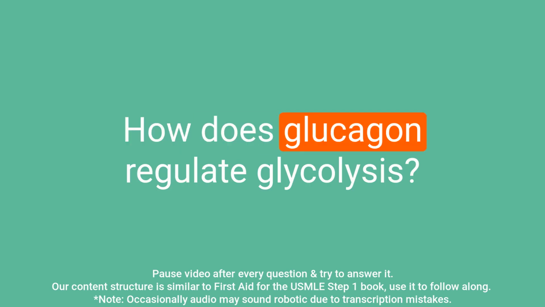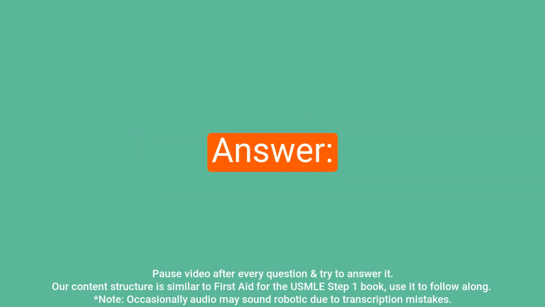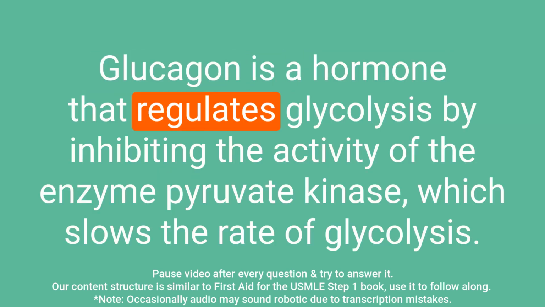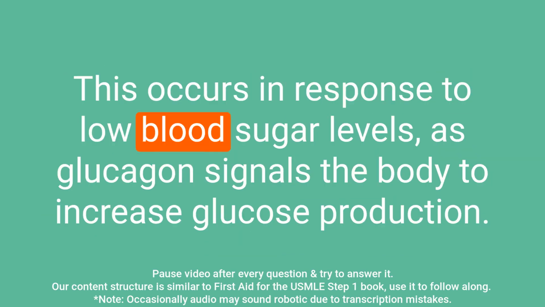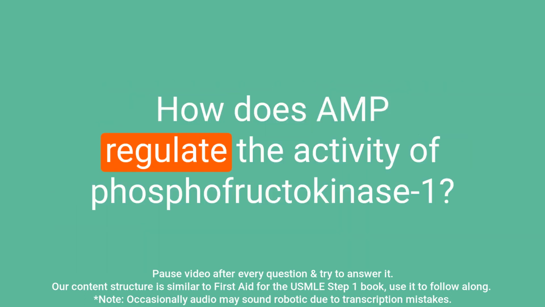Question: how does glucagon regulate glycolysis? Answer: glucagon is a hormone that regulates glycolysis by inhibiting the activity of the enzyme pyruvate kinase, which slows the rate of glycolysis. This occurs in response to low blood sugar levels, as glucagon signals the body to increase glucose production.